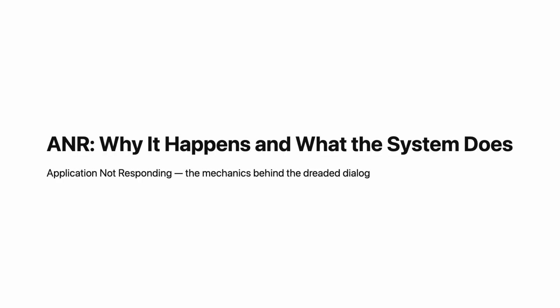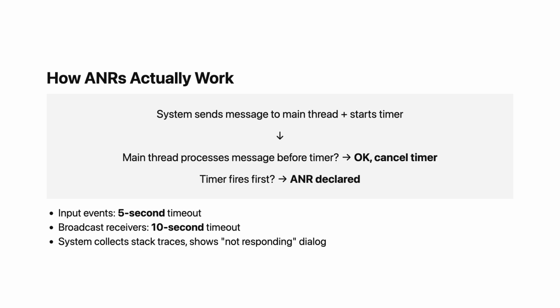Let us be very precise about the mechanism. The system sends a message to your app's main thread, an input event like a tap, or a broadcast intent, or a service start command. At the same time, it starts a timer. For input events, the timer is 5 seconds. For broadcast receivers, it is 10 seconds. For foreground services, it is a shorter window defined by the system.